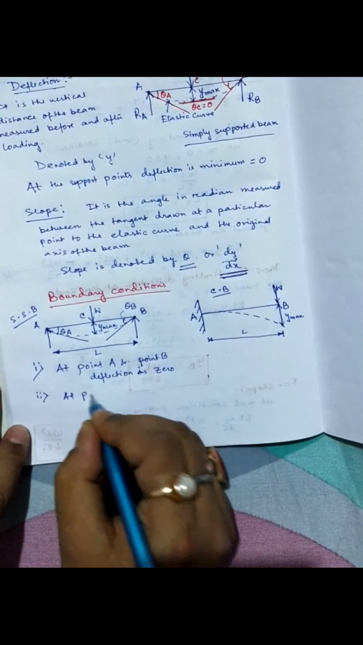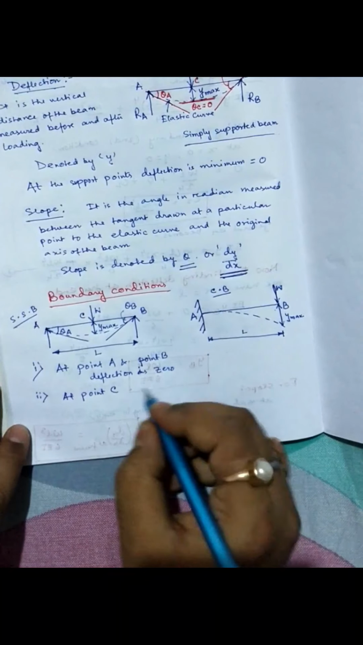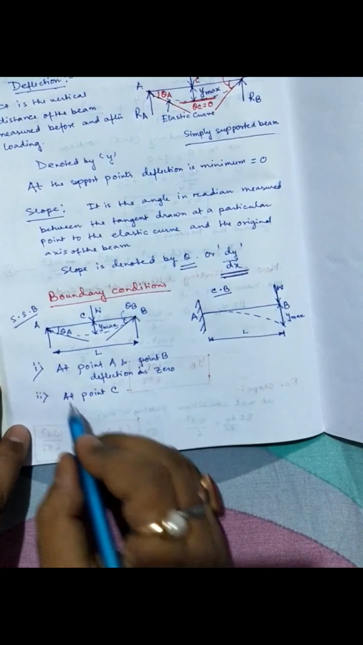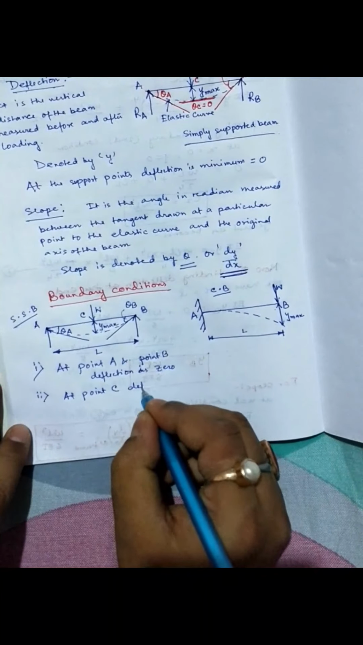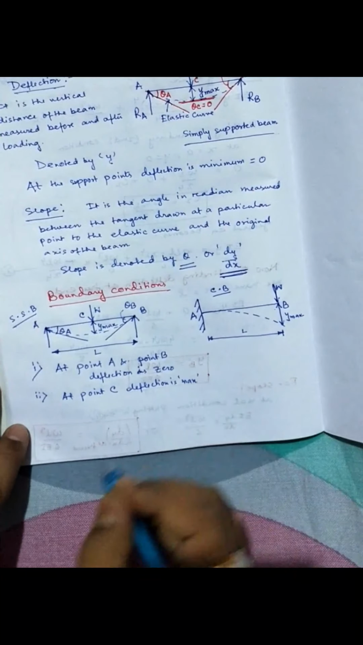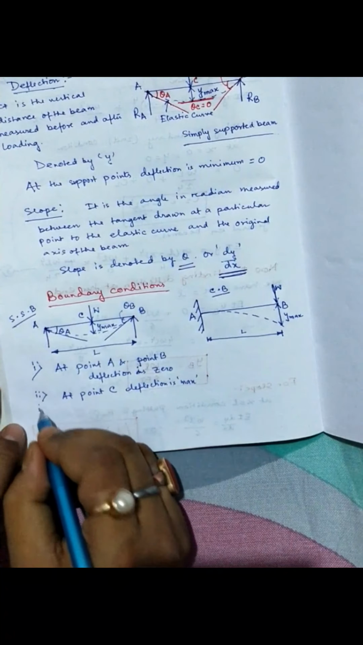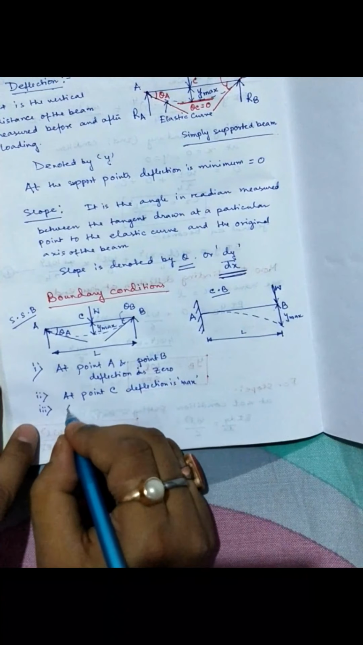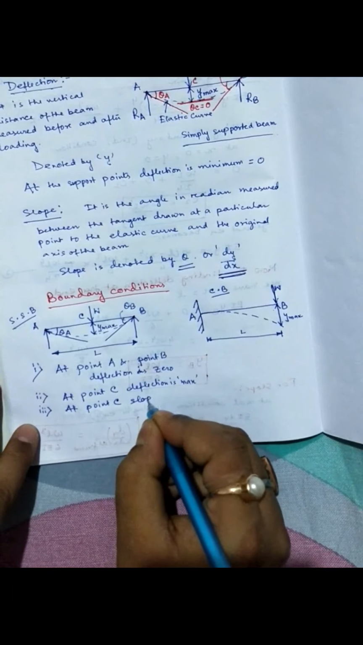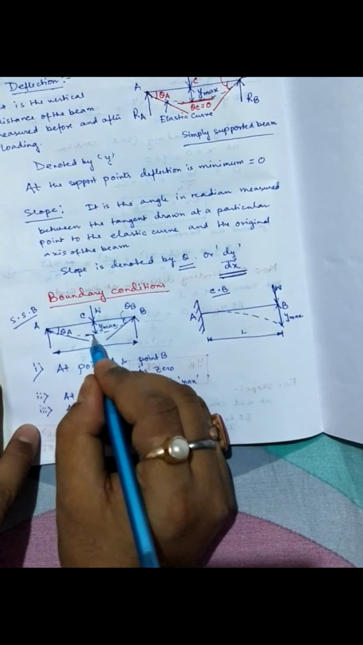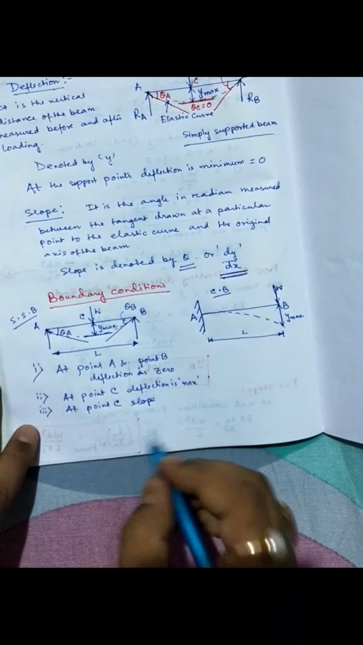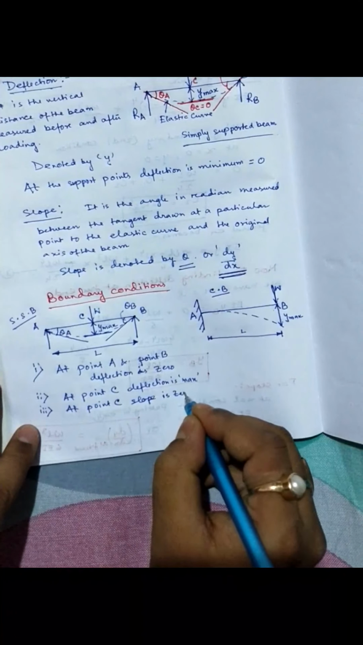Number 2, at point C, you can see the deflection is maximum. That is why I have written here Y max. So at point C, deflection is maximum. Number 3, at point C, what is the slope? Slope is the tangent drawn at this point. This tangent is parallel to the original axis. That means the slope is 0.